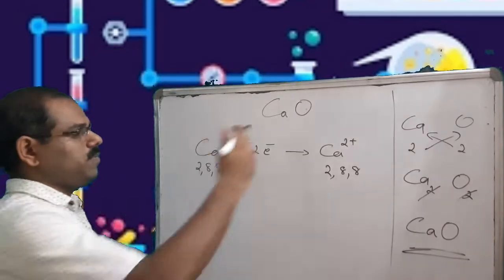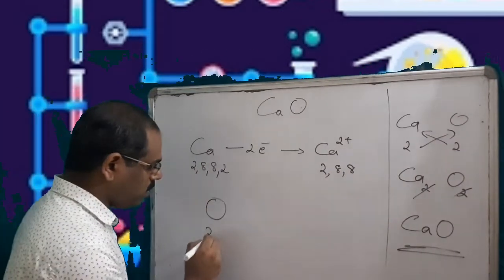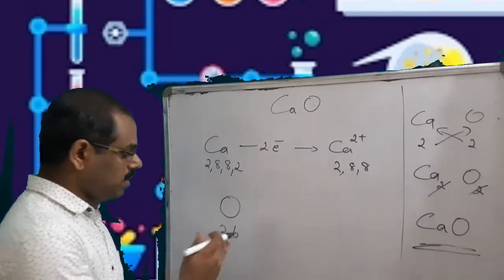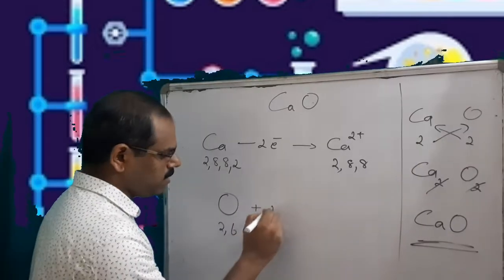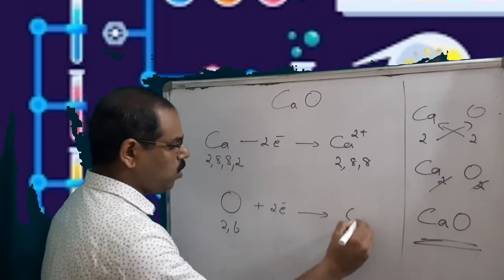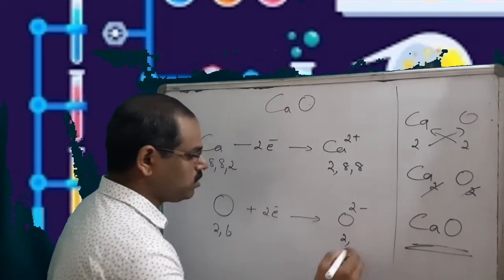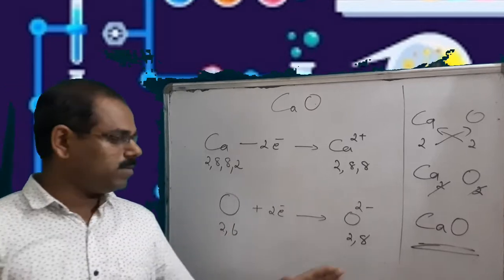Of course, we see the ion formation of oxygen. Oxygen has atomic number 8, so 2, 6. It has 6 electrons in the outer shell, so it gains 2 electrons. Plus 2 electrons, it gives oxygen 2-. So the electronic configuration is 2, 8, 6, plus these 2, it becomes 8.